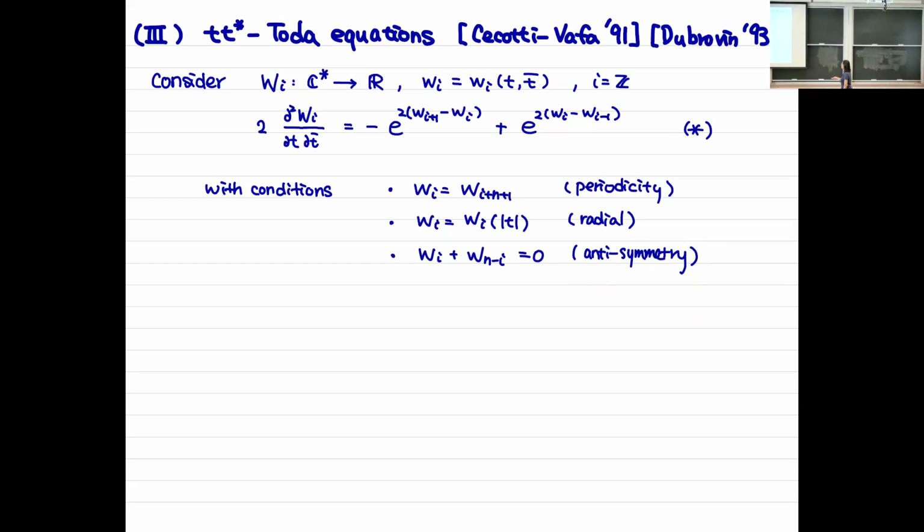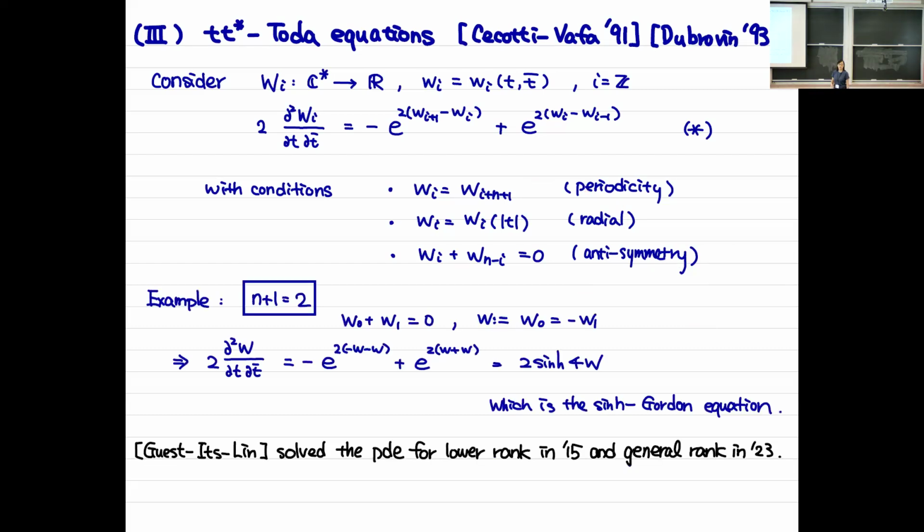So if you look at the simplest case, which is n plus 1 equals 2. So that's the simplest case. Then W0 plus W1 is 0. So you just have one equation, and that is the sinh-Gordon equation. And this was discussed in great detail in Cecotti-Vafa's paper in this case.